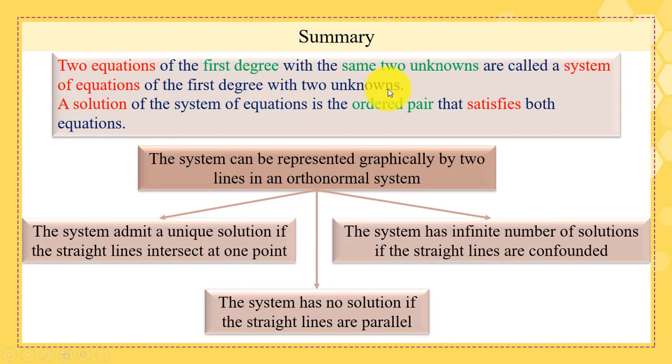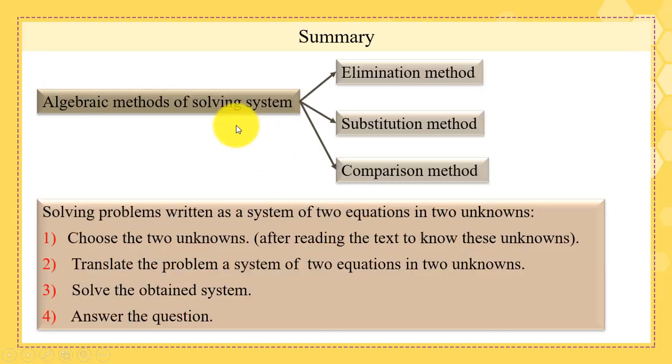Summary of the lesson: the definition of the system of two equations, the solution of the system of two equations, how to solve a system graphically, methods for solving a system: elimination method, substitution method, comparison method, and the steps for solving a problem. Choose the two unknowns, translate the problem into a system of two equations in two unknowns, solve the obtained system, and answer the question.